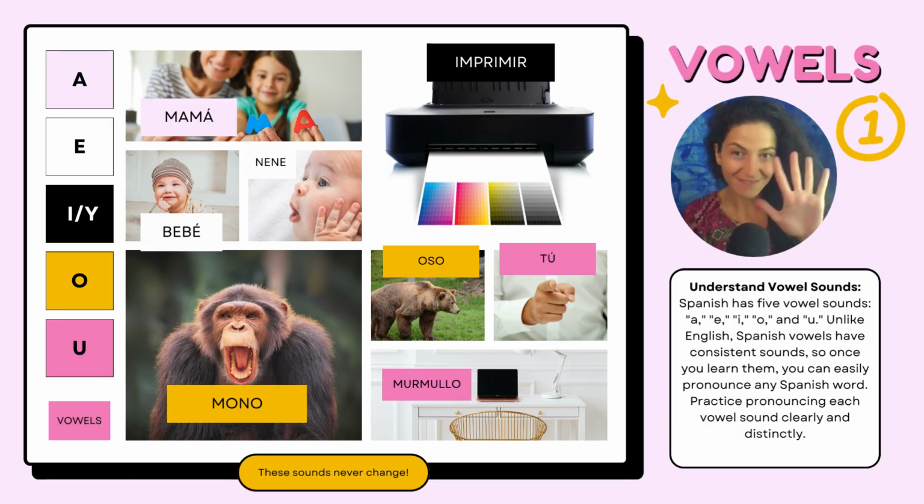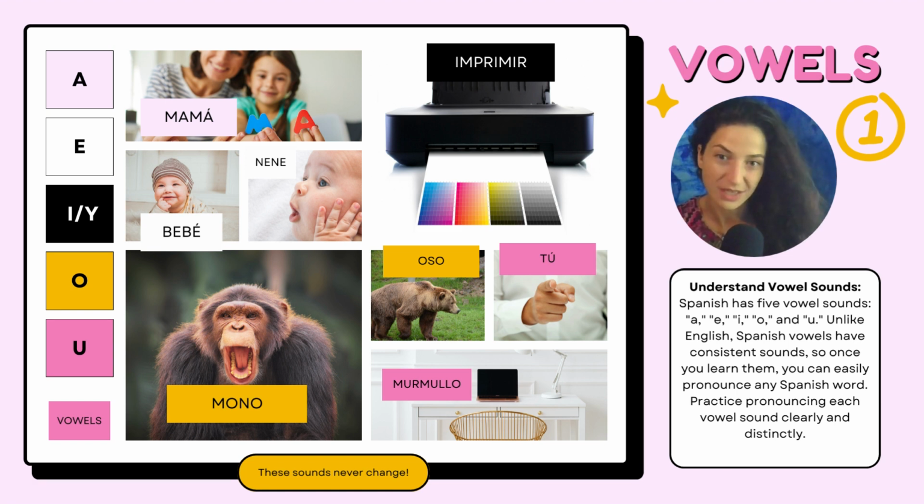Spanish has 5 vowel sounds. A, E, I, O, U. I put I next to the Y because that would get the same pronunciation. There's no Y, there's just I in Spanish. Unlike English, Spanish vowels have consistent sounds, so once you learn them, you can easily pronounce any Spanish word. Practice pronouncing each vowel sound clearly and distinctly.